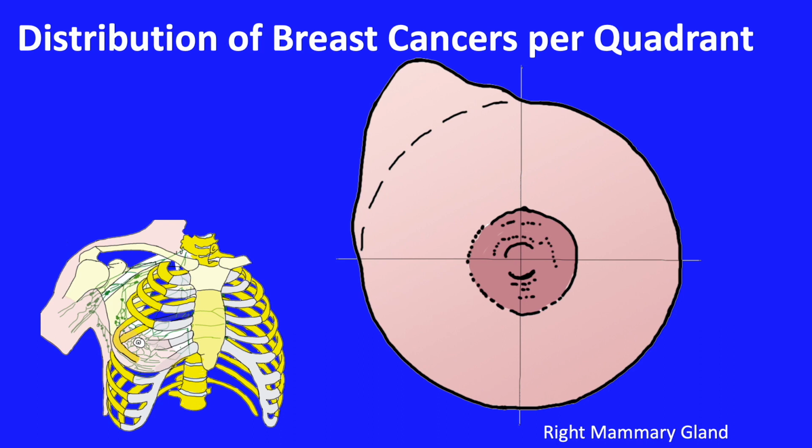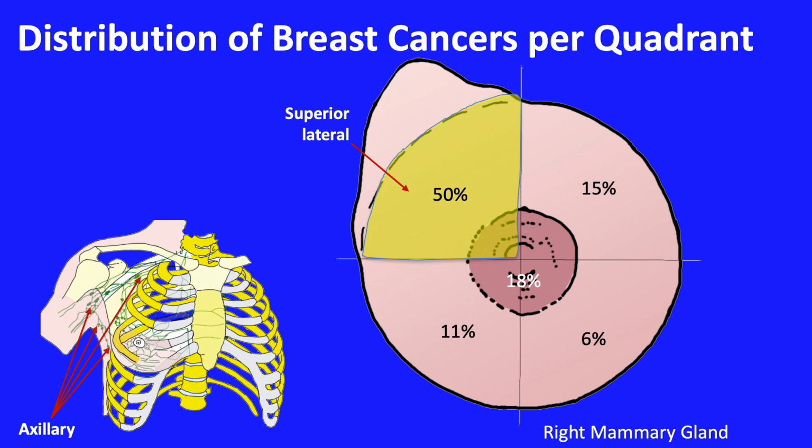As to where in the breast most breast cancers occur, it is the superior lateral quadrant, as indicated in the image, the same quadrant that receives 75% of the lymphatic drainage.